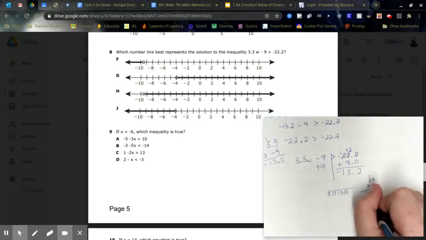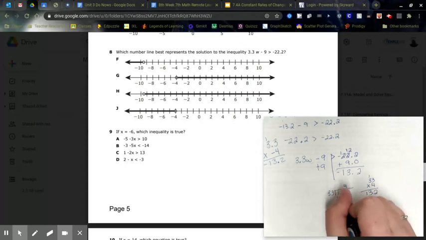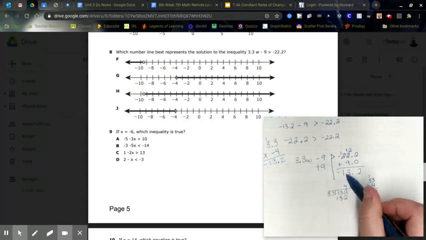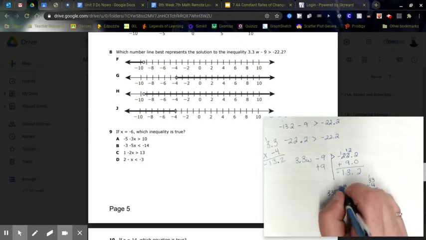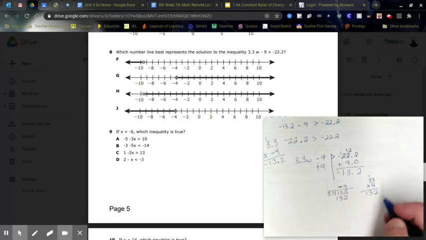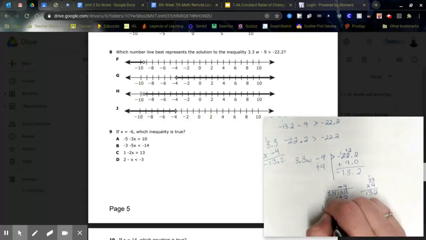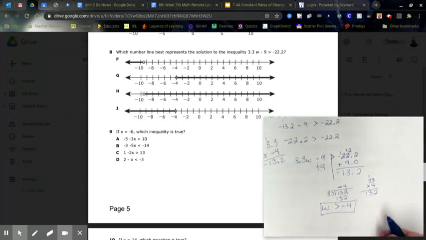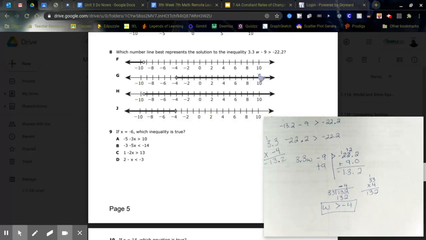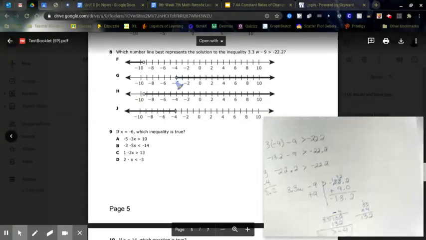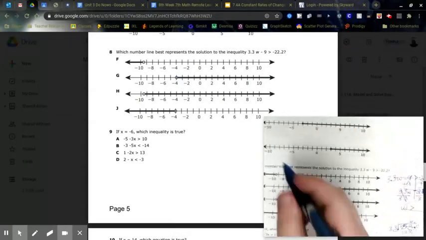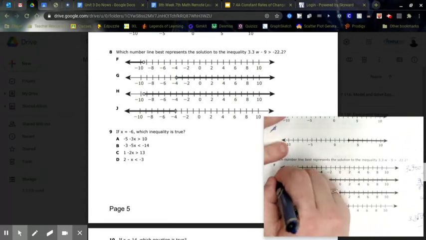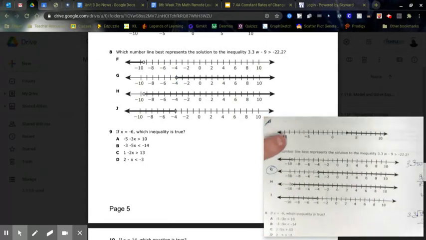12, 13. There we go. 4, 132. And because it was a negative divided by a positive, it's going to be -4. So we're going to have W is greater than -4. Awesome. So W is greater than -4, greater than, that's that way, so it would be G. I'm sorry that took so long, guys, but we figured it out because even Miss Howell makes mistakes.